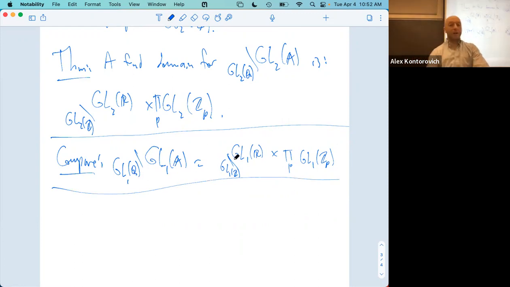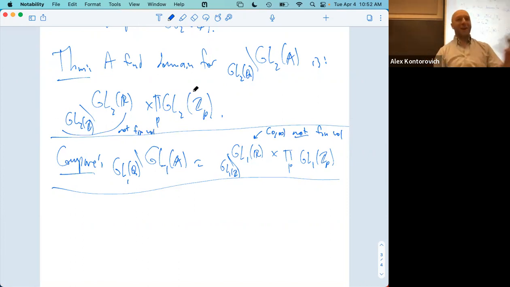Yes. And in the same way, this is not finite volume. This is zero to infinity. This part is all compact, ZP cross. But this is zero to infinity, not finite volume. And in the same way, this quotient is not finite volume. So for GLN, you just replace 2 by an N? Yes. So hopefully now you see that.